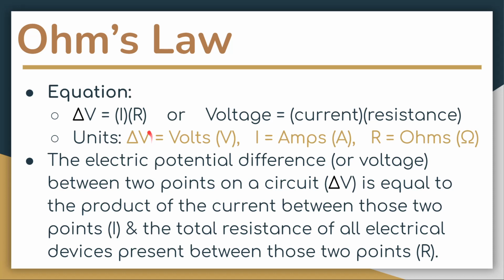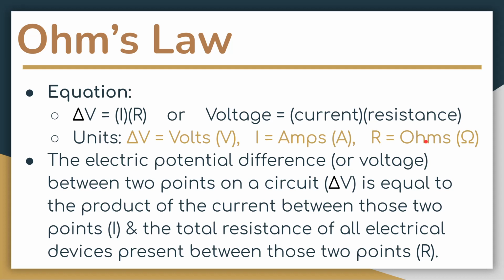Voltage, or electric potential difference, is measured in volts. That's the easy one because it's obvious that that goes together. Current, which is represented by the I in my equation, is measured in amps or amperes. Now we shorten that to amps, and we can shorten it further by just labeling it as a capital A. And then resistance is measured in ohms.